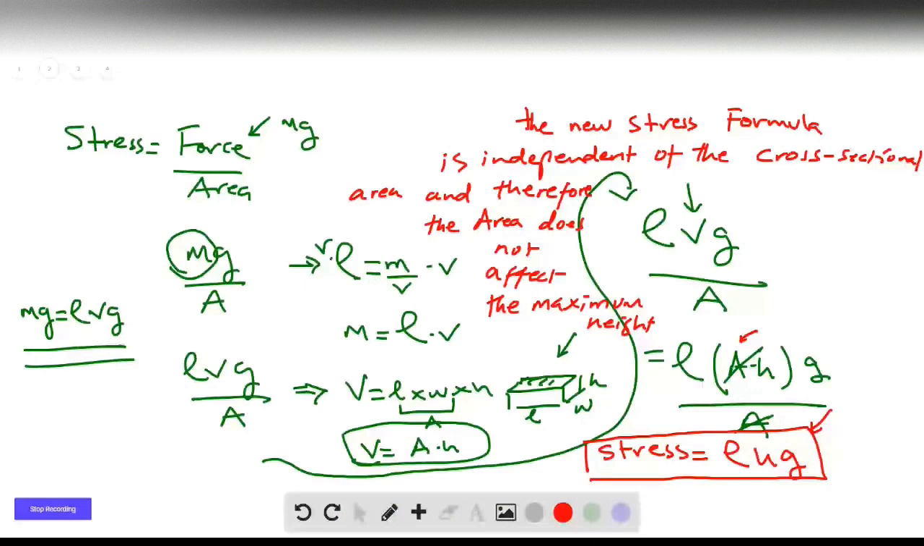And then the stress is defined as the force over the area. The reason why we're using the stress is so that we can come up with a new definition of stress that eliminates the area. And the way to do that was to define mass in terms of density and volume, and then go ahead and define volume in terms of area and height. And so we simplify the problem and we get the stress to be rho hg.